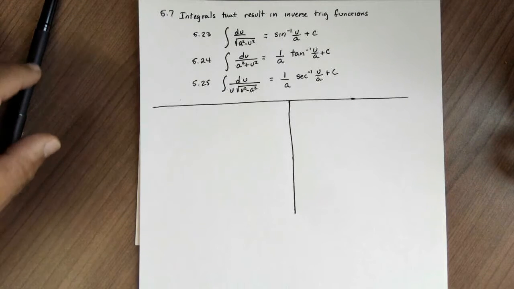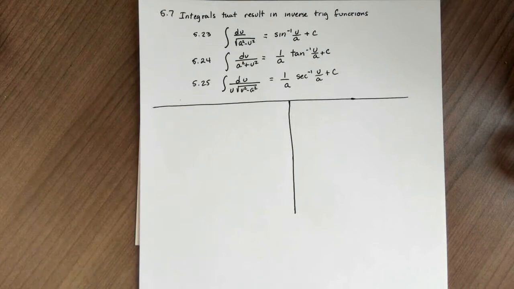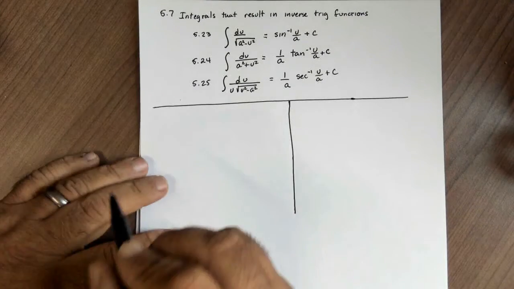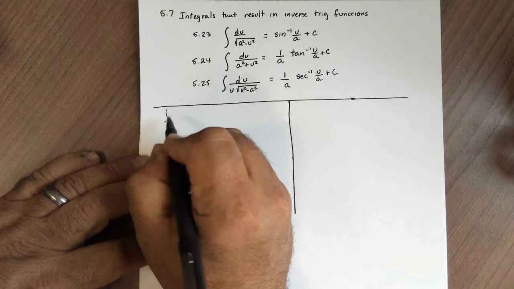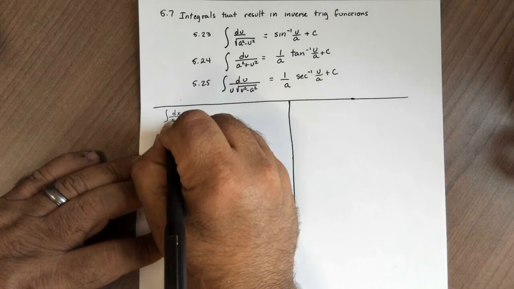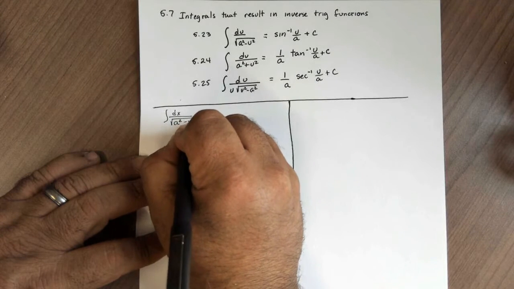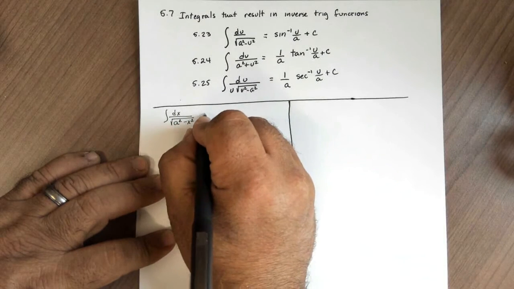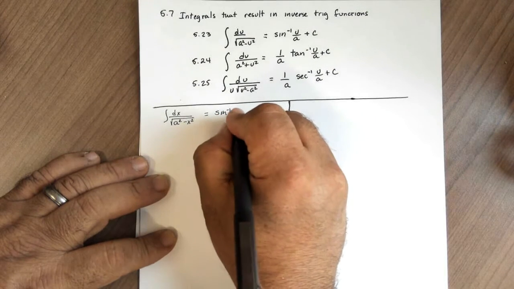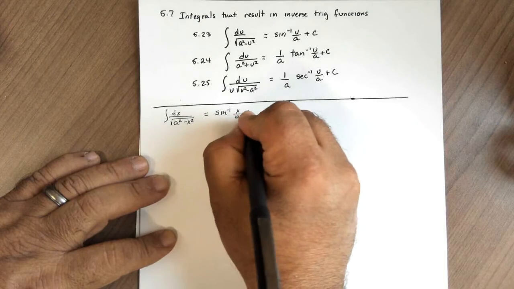Okay guys, so today we're going to go ahead and do 5.7, integrals that result in inverse trig functions. We have three formulas that we're going to deal with. I'm going to prove the first one to you. What I'm going to prove is that the integral of dx over the square root of a squared minus x squared is equal to the sine inverse of x over a plus c.